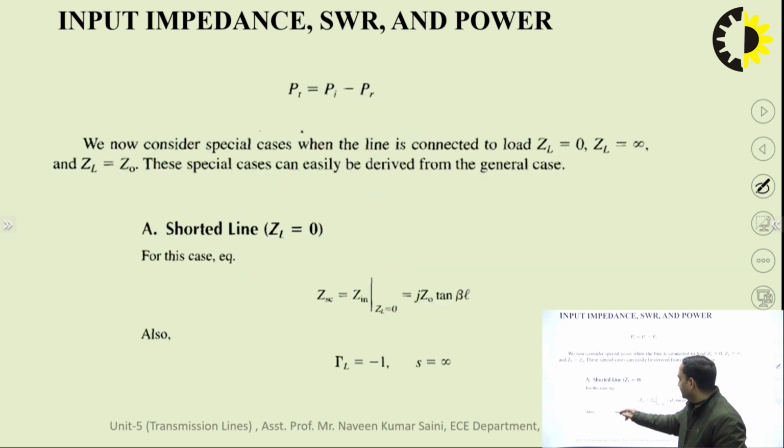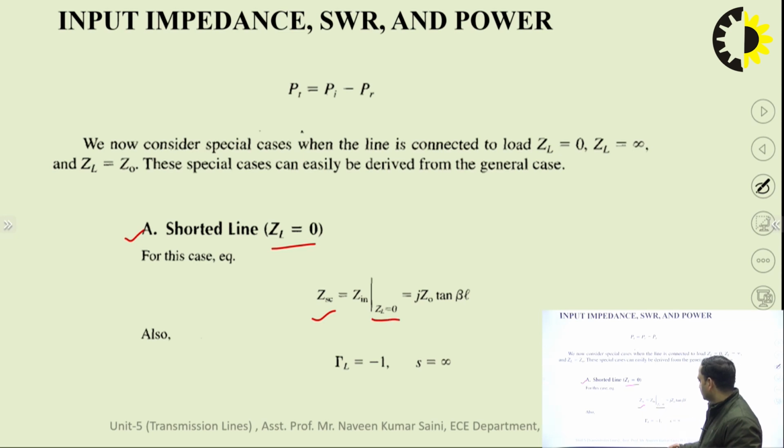For the shorted line, these are special cases. For the shorted line, ZL is 0 and ZSC, the input impedance at ZL equal to 0, is j Z naught tan beta L, and gamma L is equal to minus 1, S is equal to infinite.